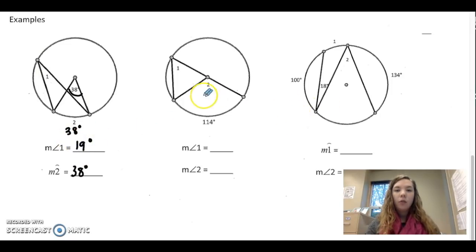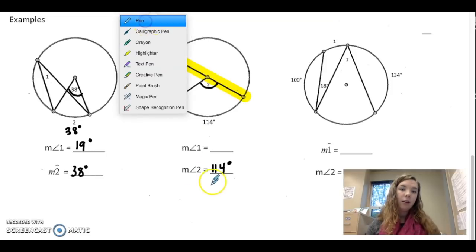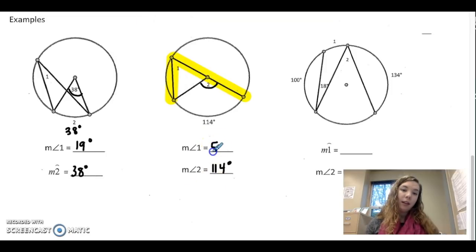Similar on this one, angle 2 is a central angle, so it has the same measure as its arc. Here angle 2 is also 114 degrees. Angle 1 is an inscribed angle with the arc measure being 114, so half of that would be 57 degrees.